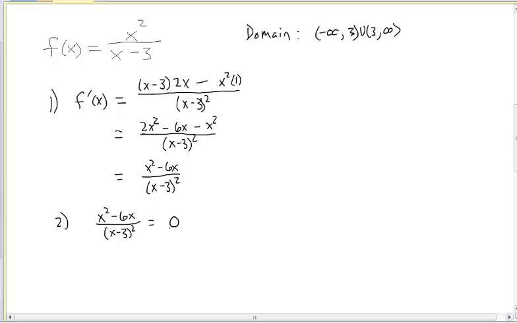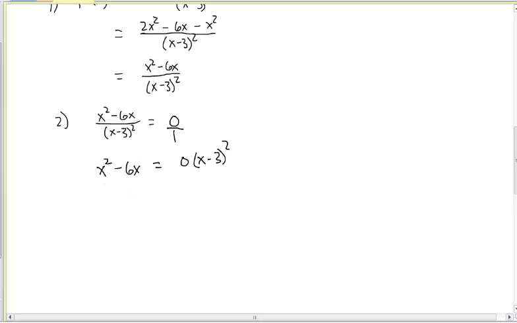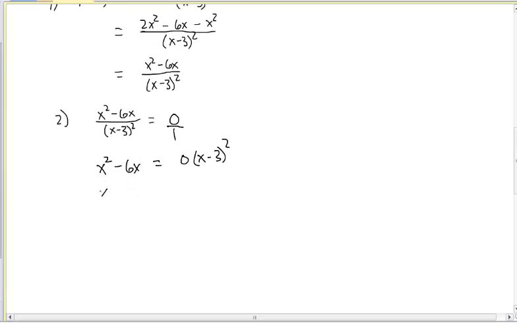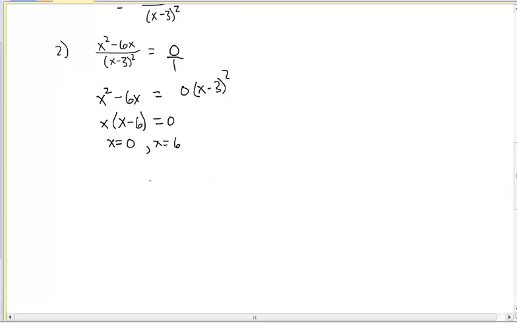And why that works is because if we cross multiply, we would have x squared minus 6x is equal to 0 times x minus 3 squared. So it turns out the denominator goes away. So now we solve this. So I'm going to factor out an x and have x times x minus 6 on the left side is equal to 0. So we can see that this is equal to 0 when x is equal to 0 and when x is equal to 6. And now part 3, doing our sign chart.